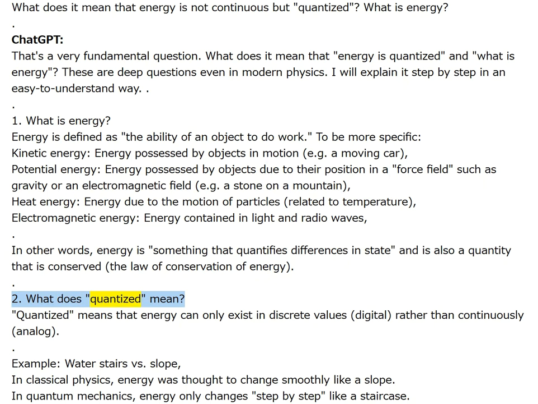2. What does quantized mean? Quantized means that energy can only exist in discrete values, digital, rather than continuously, analog.